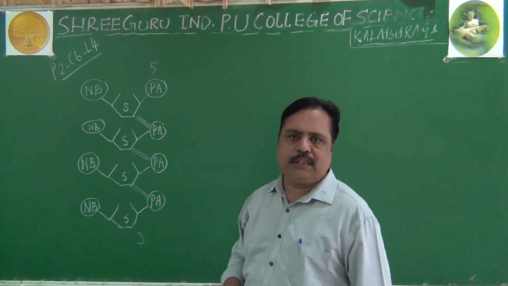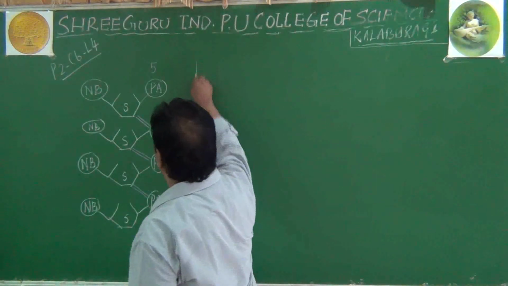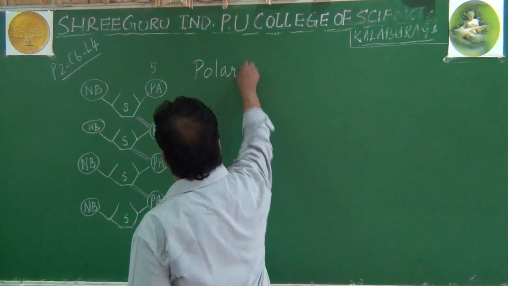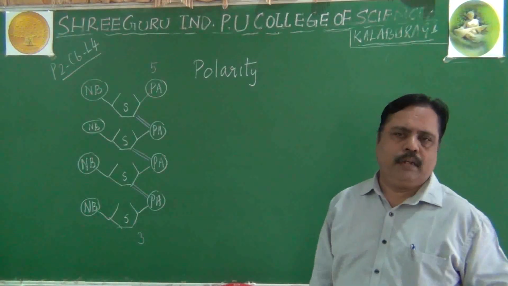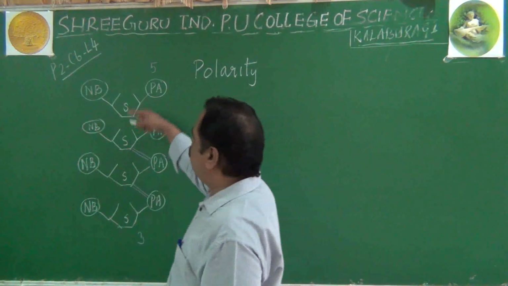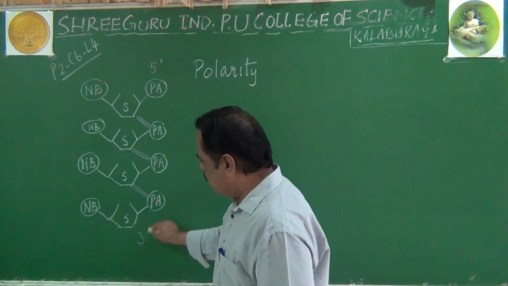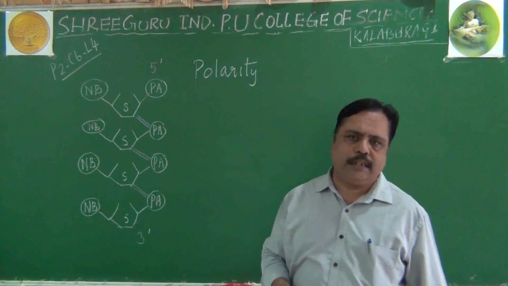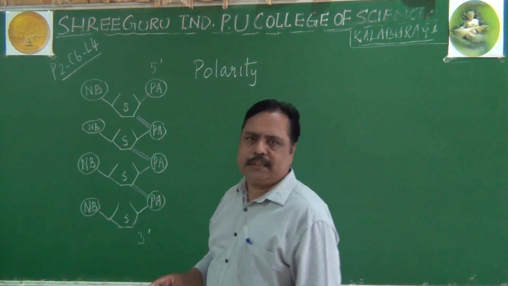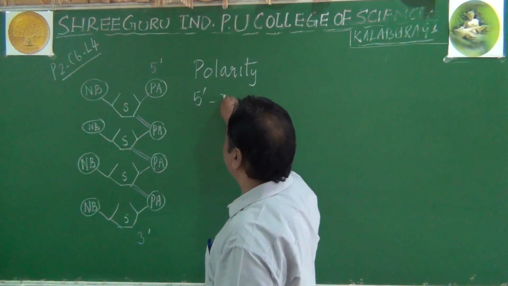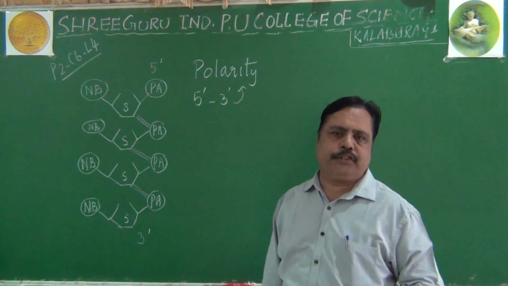So what do you understand from this chain? It has got polarity. Remember this word, polarity. In a polynucleotide chain we can come across polarity. Polarity means at one end the 5 prime end is vacant, and at another end, the bottom 3 prime end will be vacant in this case. So we can chemically say that this polynucleotide chain exhibits 5 prime, 3 prime polarity. So this chain is called a 5 prime, 3 prime polarity chain.